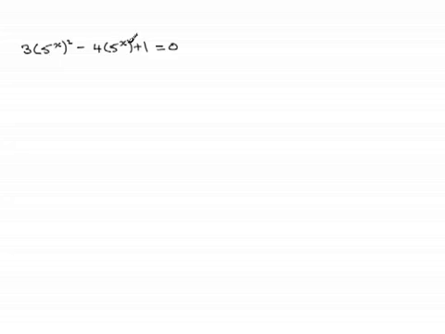Now in this particular case the exponential function is 5 to the power x. And I can show you that this is a quadratic equation, because what we can do is let a letter, y for example, equal the exponential function 5 to the power x. So therefore this equation becomes 3y squared minus 4y plus 1 equals 0. So you can see we've got a quadratic equation. This is a quadratic equation in y, whereas this equation is a quadratic equation in 5 to the power x.